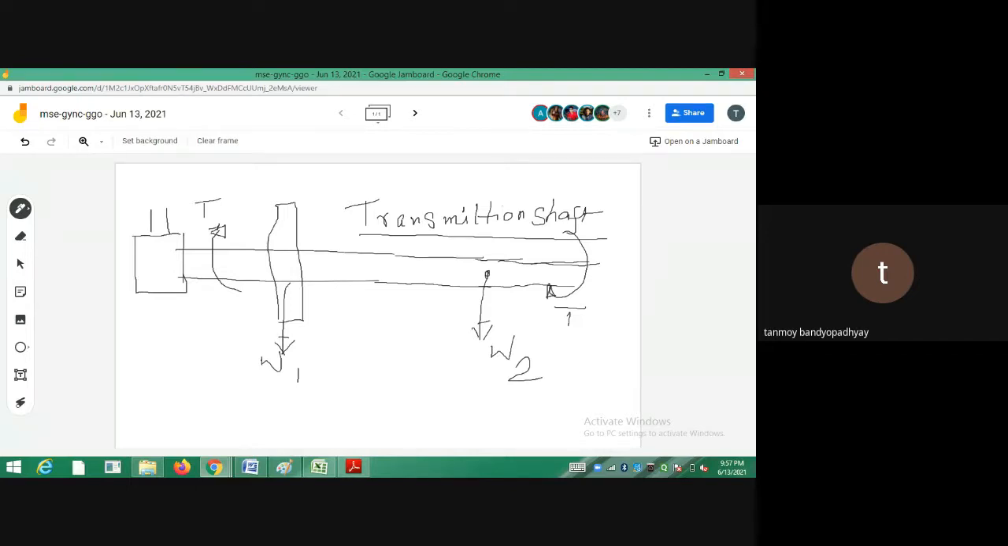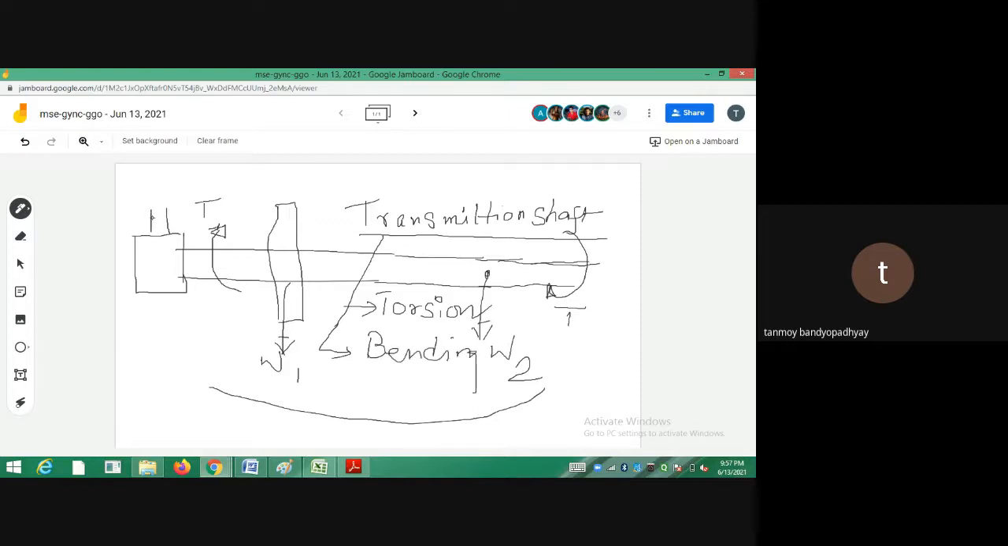Whenever a pulley is fitted on a shaft, that pulley has a certain amount of weight. So this shaft will get deflected, something like this. Now you can understand that a transmission shaft is subjected to two things. One is torsion due to the rotation caused by the motor on which it is fitted, and it is also subjected to bending.